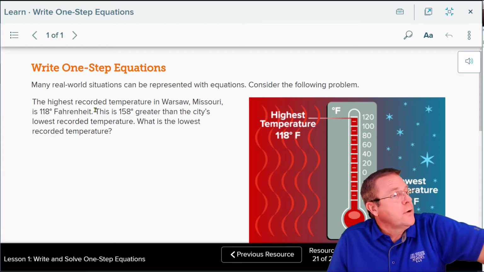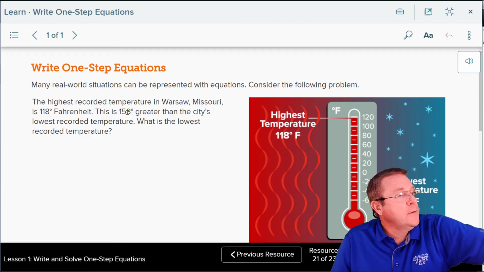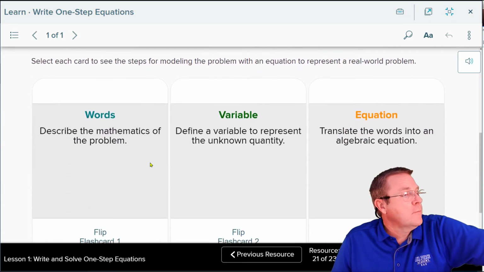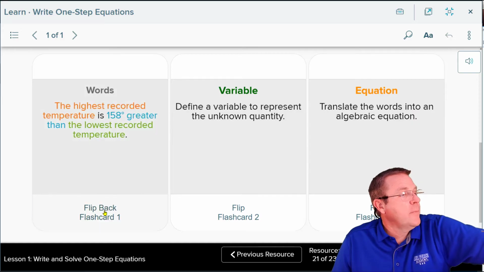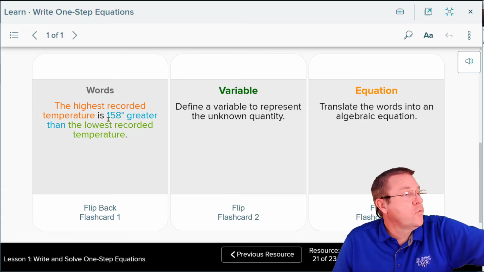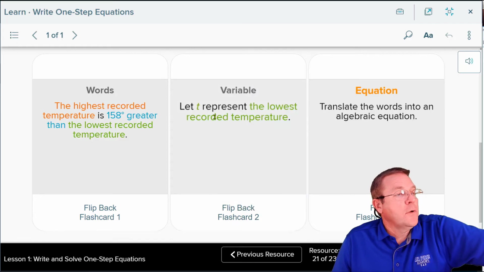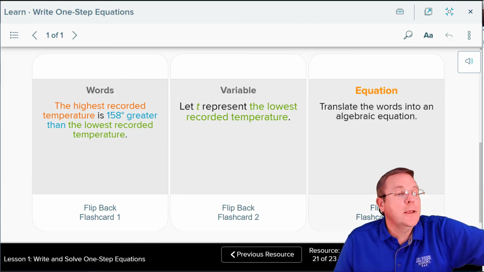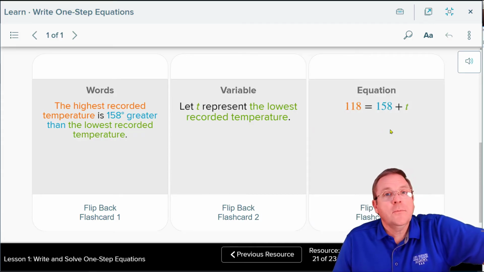It was awful. So, this is 158 degrees greater than the city's lowest temperature. What is the lowest temperature recorded? Well, let's take a look at it. First off, in words, we want to describe the mathematics of the problem. The highest recorded temperature, that's 158 degrees, greater than the lowest recorded temperature. From here, we're going to define the unknown variable, and the T is going to represent the lowest recorded temperature. That's what we're trying to get. And then we're going to work on putting that into an expression. That 118 is equal to 158 plus T.